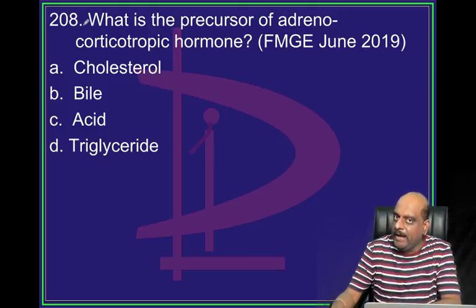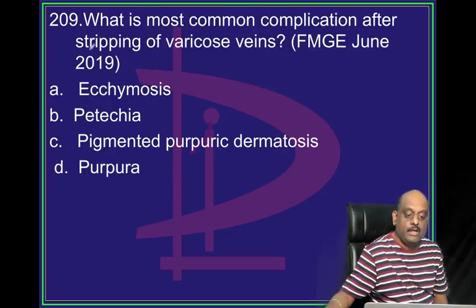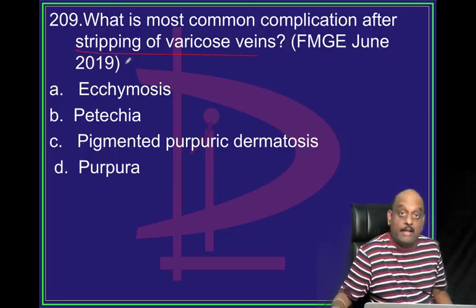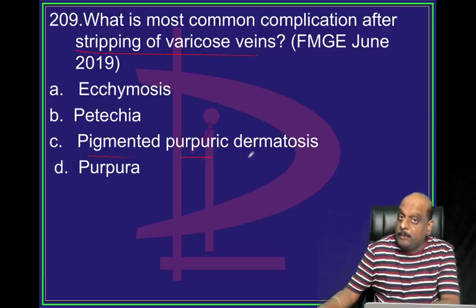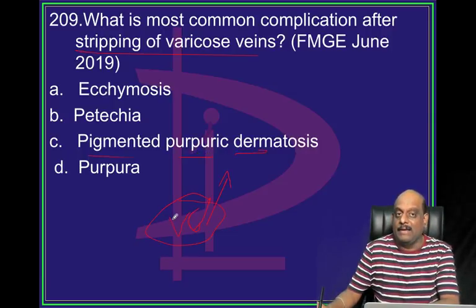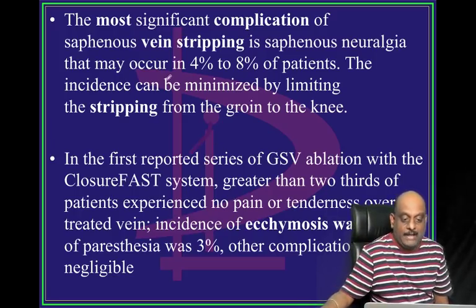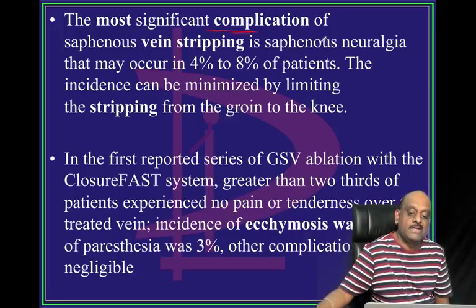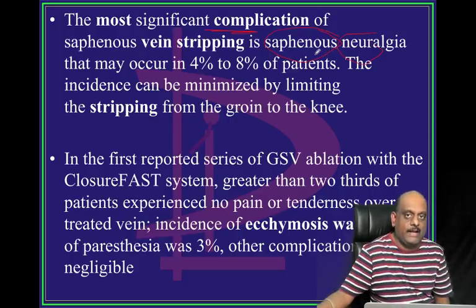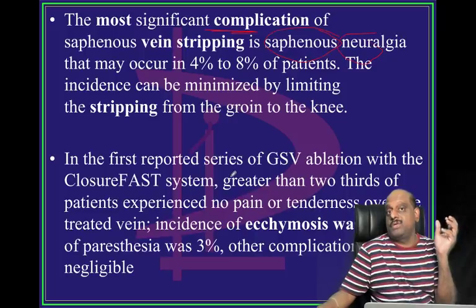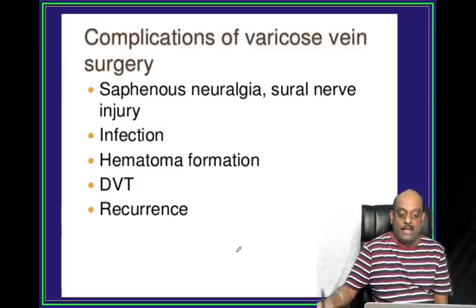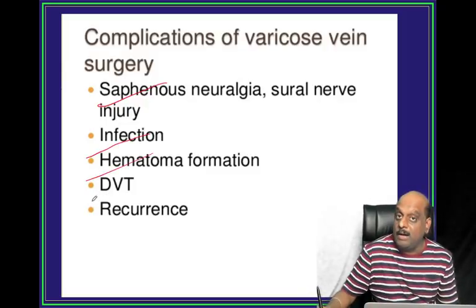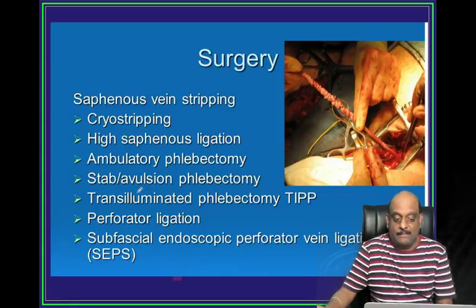What is the precursor for all the adrenocortical hormones, doctor? It is cholesterol. Once more, varicose veins is another favorite topic of the examiner. What is the most common complication of varicose vein stripping? See, doctor, pigmented purpuric dermatosis is a complication of varicose veins, not of stripping. Ecchymosis. Typically, the most important problem is saphenous neuralgia. If that is there in the options, saphenous neuralgia. Ecchymosis can occur in about 6% of cases, paresthesia in about 3% of cases. Saphenous neuralgia, infection, hematoma, DVT can occur as complications of varicose vein surgery, is what you should remember.